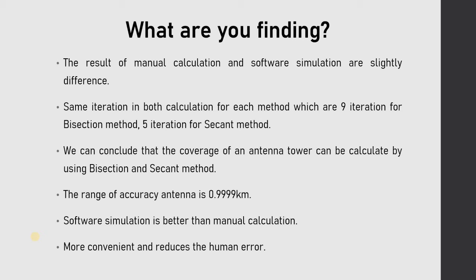After we did the manual calculation and software simulation, we found that the results are slightly different. Although the final result value is slightly different, we get the same iterations in both calculations for each method, which are 9 iterations for the bisection method and 5 iterations for the secant method, so we can conclude that the coverage of an antenna tower can be calculated by using the bisection method and secant method. Based on our result, we know that the accurate range of the antenna is 0.9999 km.